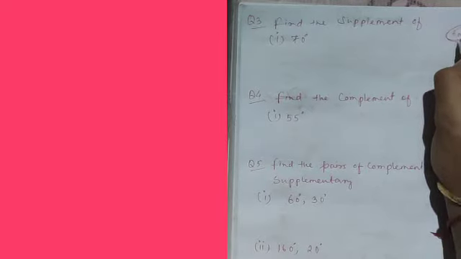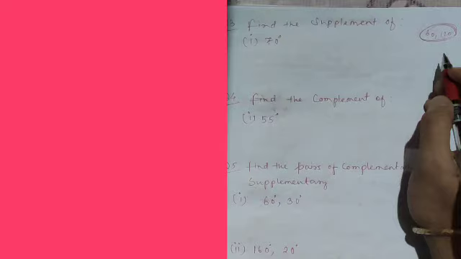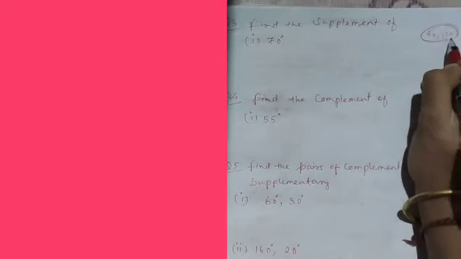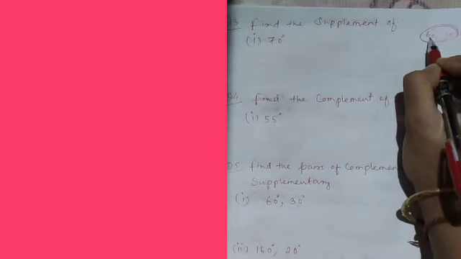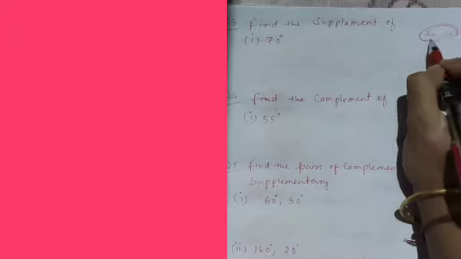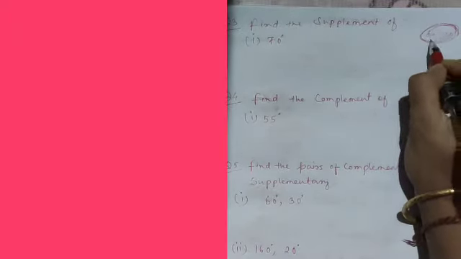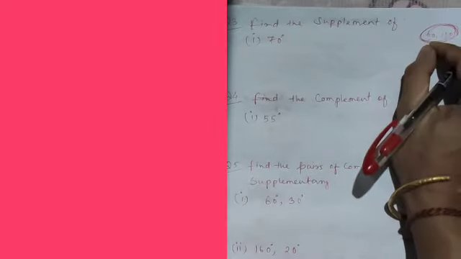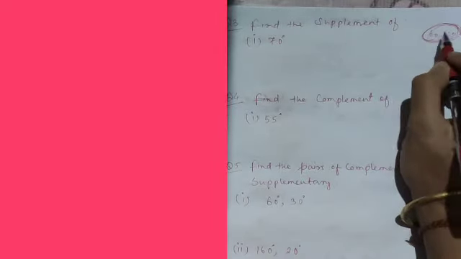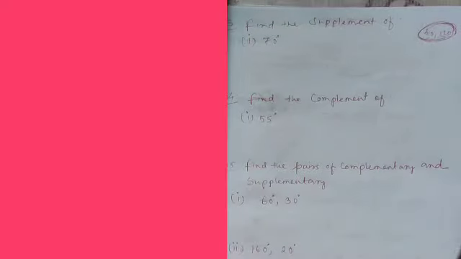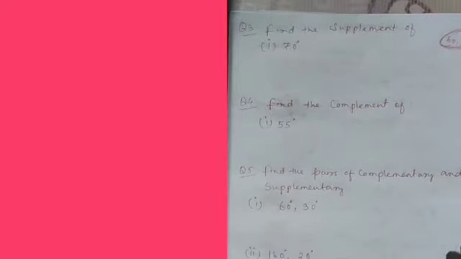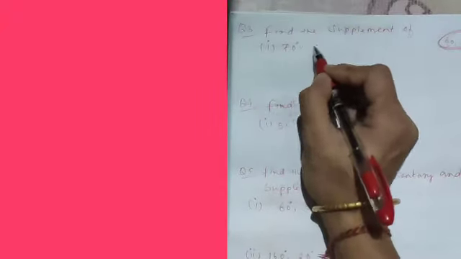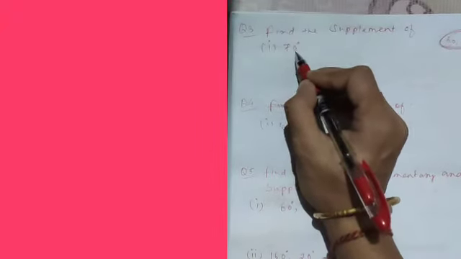Yes or no? 60 plus 120 is 180 degrees. 60 is the supplement of 120, and 120 is the supplement of 60. Clear? Both these two angles will be known as supplementary angles, and each individual angle will be known as the supplement of the other. Hope it is clear. So whenever you are asked to find the supplement, that means the partner with whom it makes 180 degrees. That partner we are asked to find.